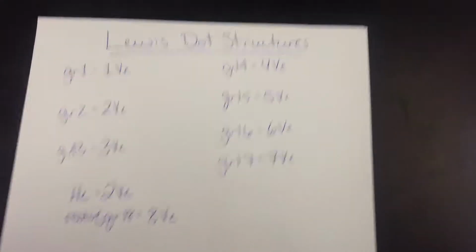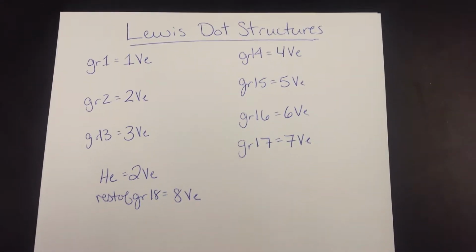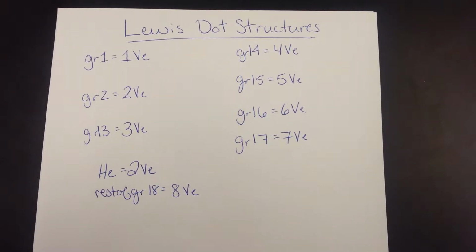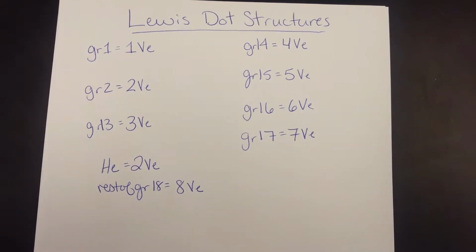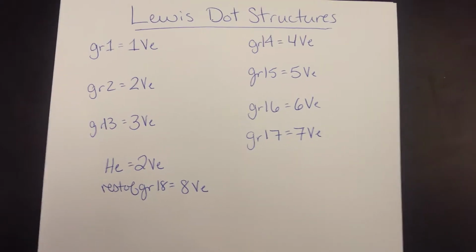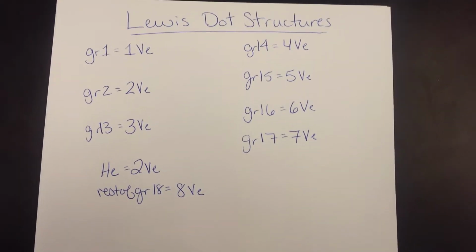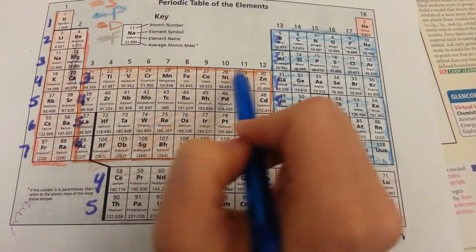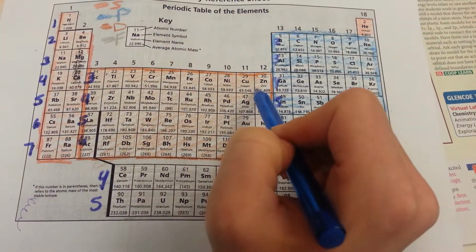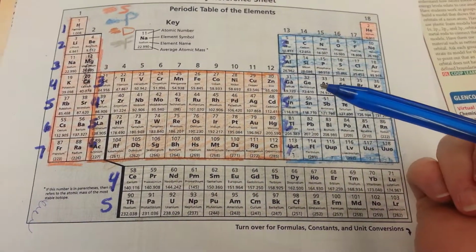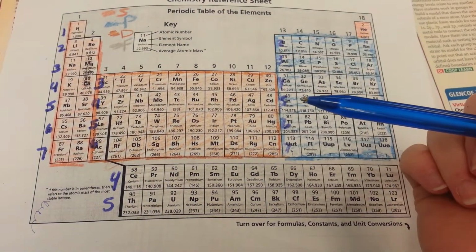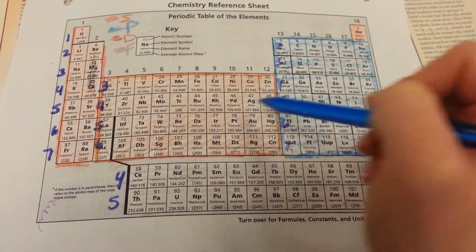Let's talk about Lewis dot structures. Now, Lewis dot structures are based on an element's location within a group. Notice we have written all the representative elements. We did not include groups 3 through 12, being here, because that is our transition metals, and they do not have normal valence electrons.